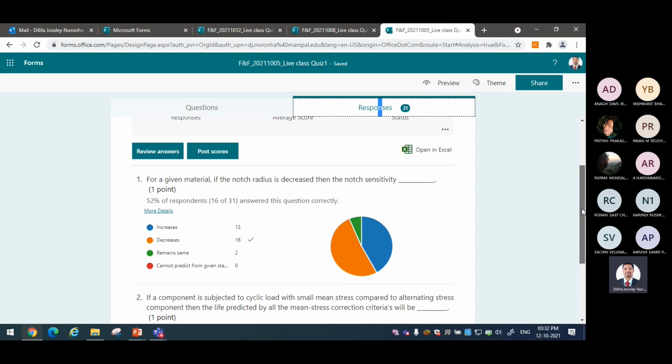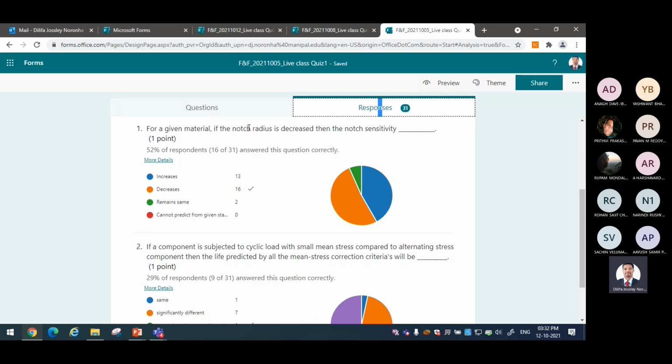So this is, I think, quiz 1. Class 1, quiz 1. For a given material, if the notch radius is decreased, then the notch sensitivity is going to decrease. You can see the equation of notch sensitivity q. Whether it is Peterson's approach or Neuber's approach, apart from a square root, the equation is the same: 1 by 1 plus a by r, in the denominator, where r is the notch root radius.